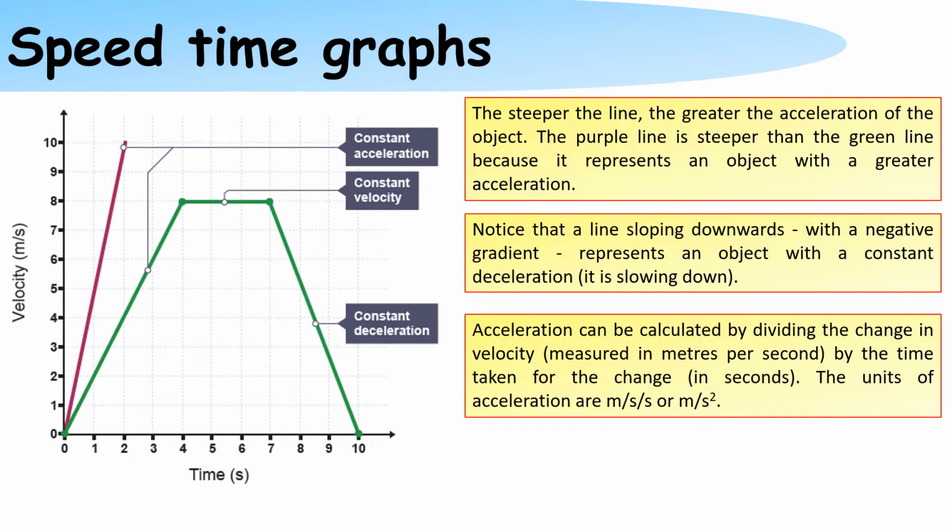Acceleration can be calculated by dividing the change in velocity, which is measured in meters per second, by the time taken for the change. The unit for acceleration is meters per second squared.